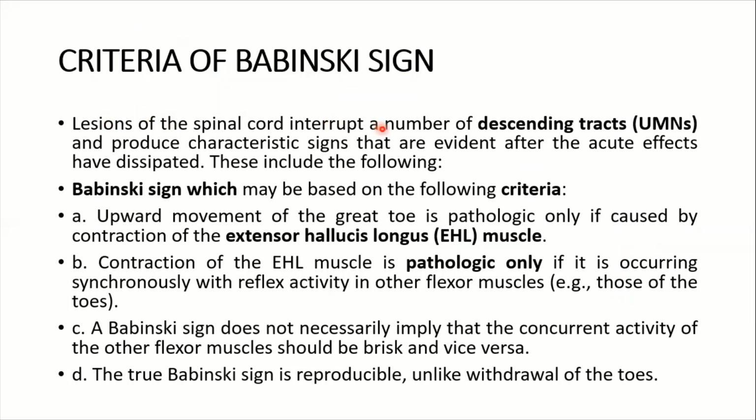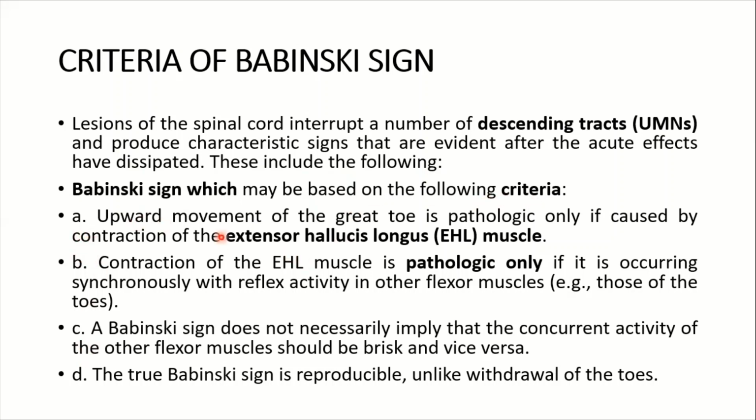Lesions of the spinal cord interrupt a number of the descending tracts, which collectively are called upper motor neurons, and produce characteristic signs that are evident after the acute effects have dissipated or disappeared. These include the following: the Babinski sign, first of all, which may be based on the following criteria. So these are the four criteria.